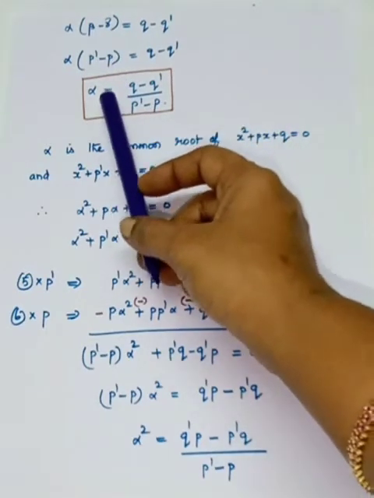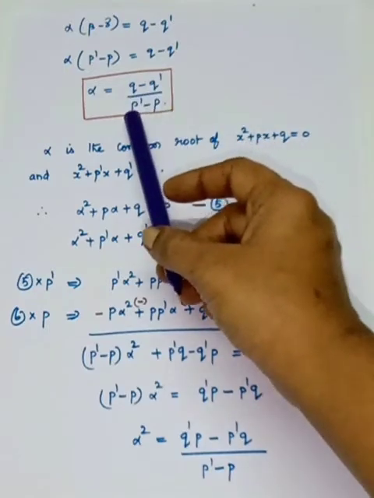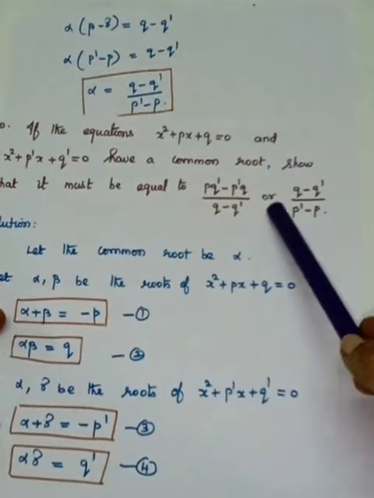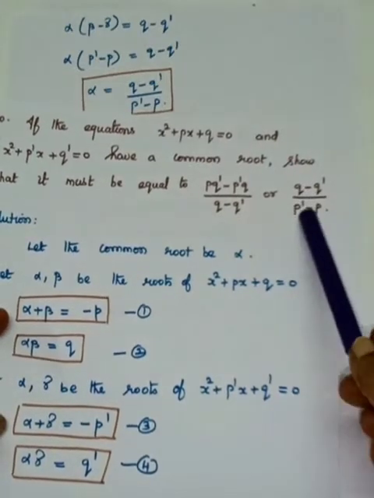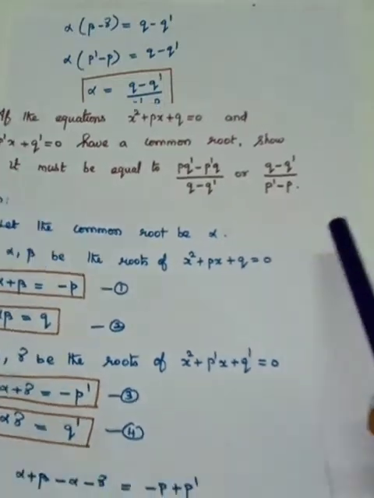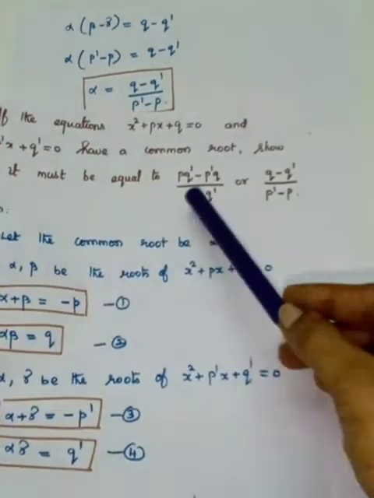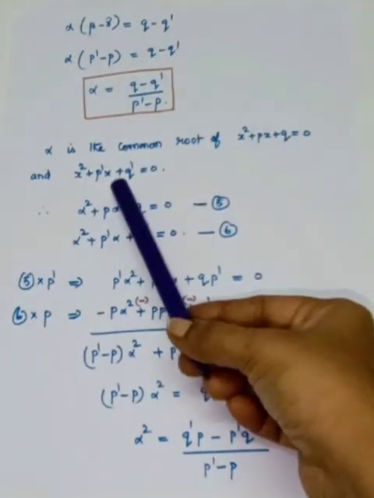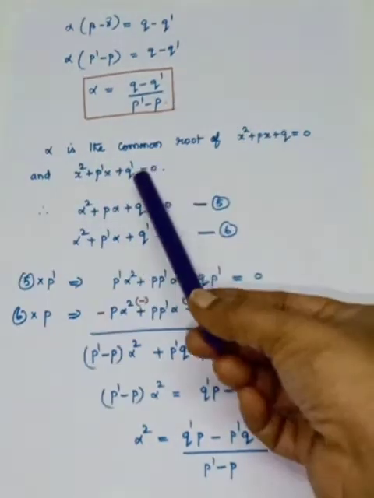So therefore alpha is equal to (q minus q dash) divided by (p dash minus p). So alpha is the common root. So here the value of alpha we have found. So we have to prove one more result also. For that, alpha is the common root of both the equations, so this alpha has to satisfy both the equations.